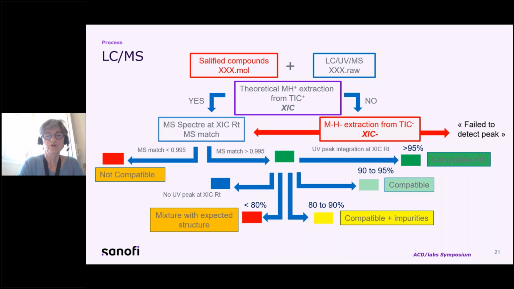And also we had a problem when the compounds were not ionized positively. So if there is no XIC from the TAC positive, the system automatically extracts M minus H from the TAC negative, and then redoes all the process as I told you earlier.